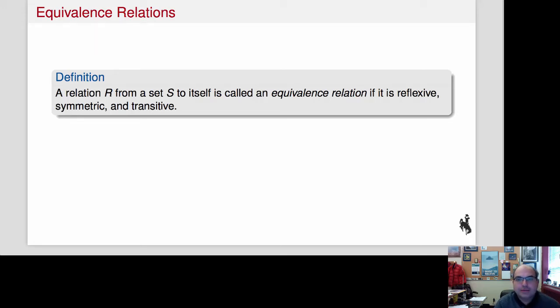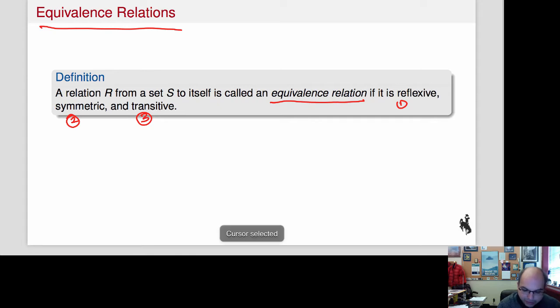So now we're going to discuss a very special kind of relation, and these are called equivalence relations. Here's the definition. A relation R from a set to itself is an equivalence relation if it has these three properties. Number one, it is reflexive. Number two, it is symmetric. And number three, it is transitive. So if it has the trifecta of properties, then we call it an equivalence relation.